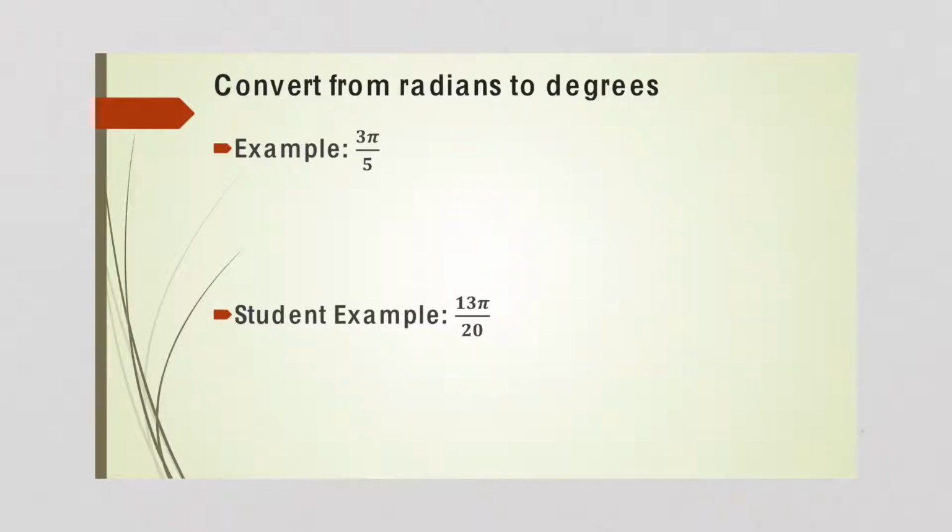Alright, let's go the other way. Let's convert from radians to degrees. This requires a little bit more of a thought process here. So degrees is what I don't know. So d over 180 equals 3 pi over 5 divided by pi.